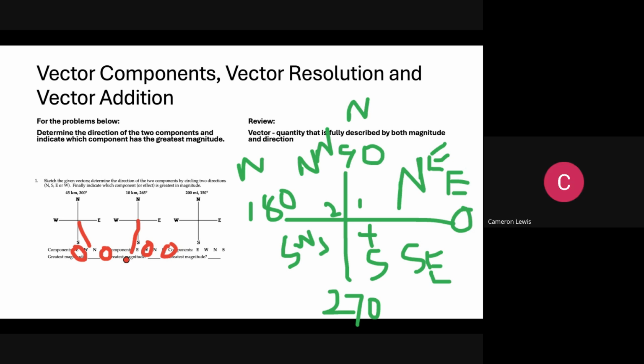So let's do the last one. You tell me what the last one is. It's 200. So it would be close to... hold on. 200 is the what?